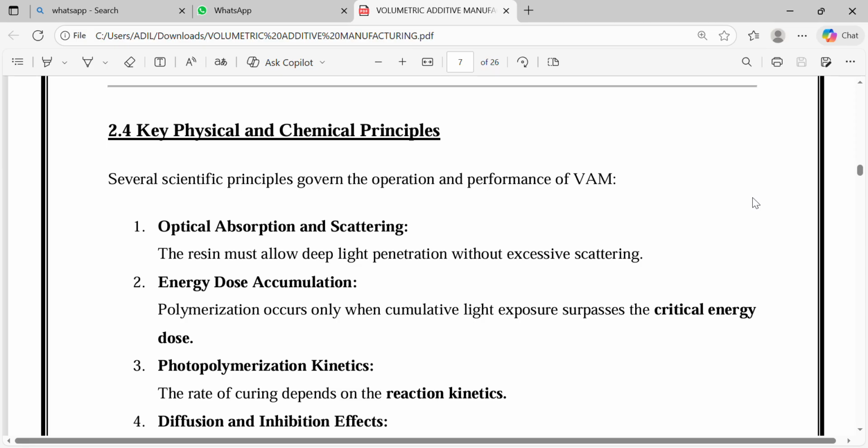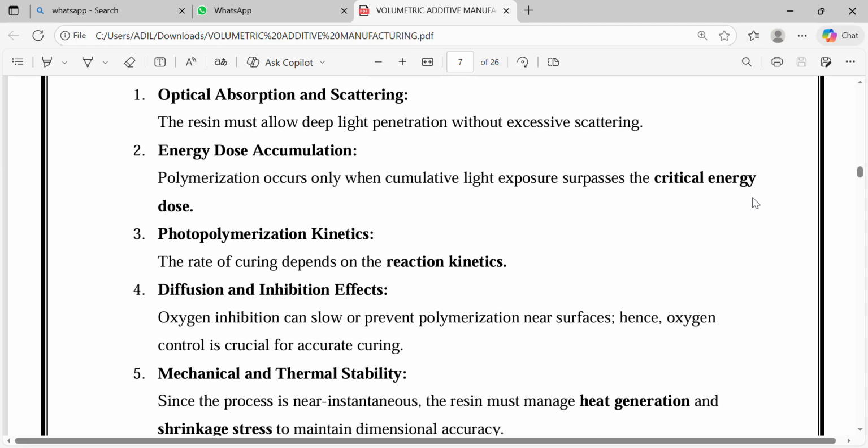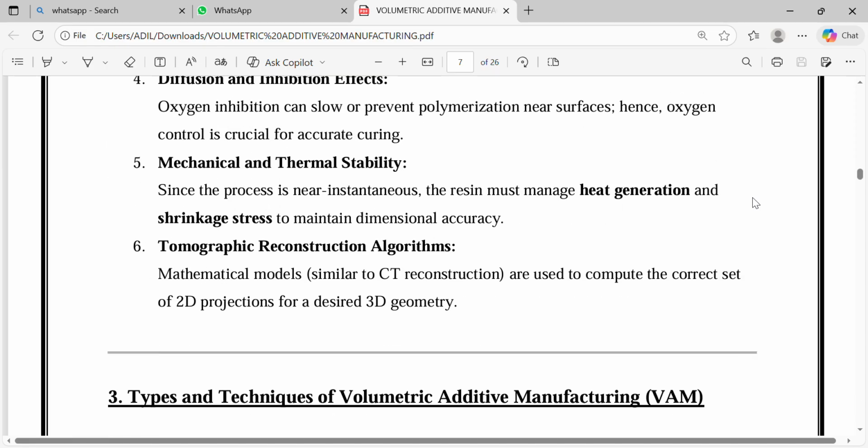Diffusion and inhibition effects. Oxygen inhibition can slow or prevent polymerization near surfaces, hence oxygen control is crucial for accurate curing. Oxygen inhibition hinders polymerization near surfaces. It affects the solidification and adhesion. It can cause defects in printed parts. It may require a controlled atmosphere or strategies to mitigate.